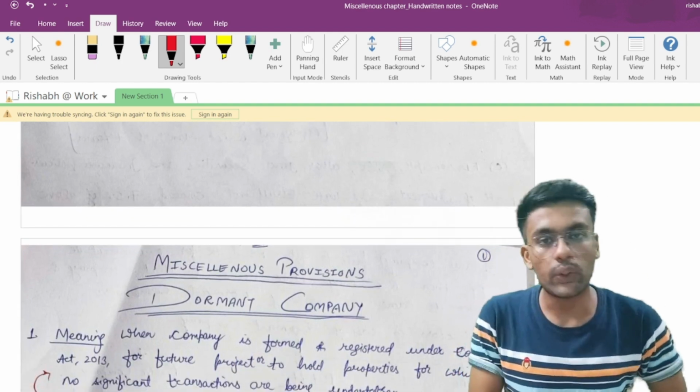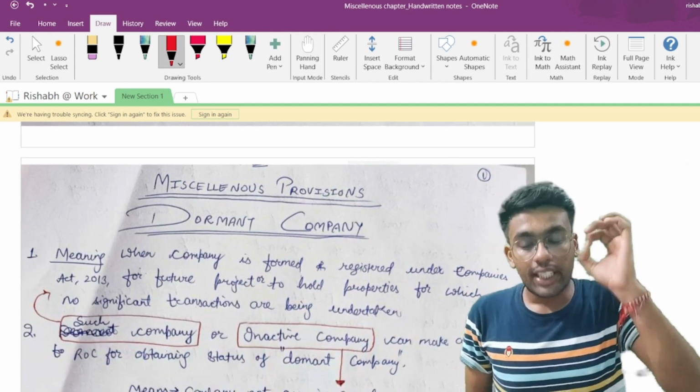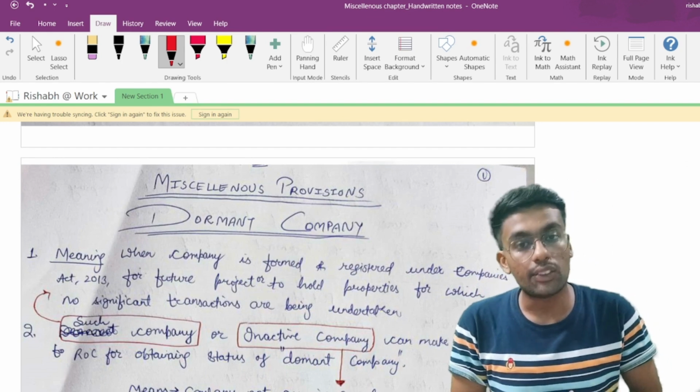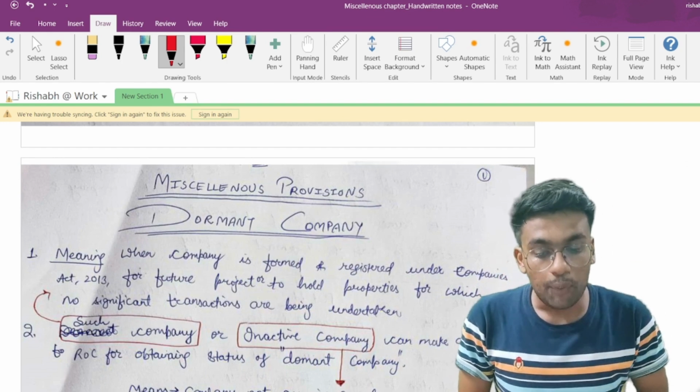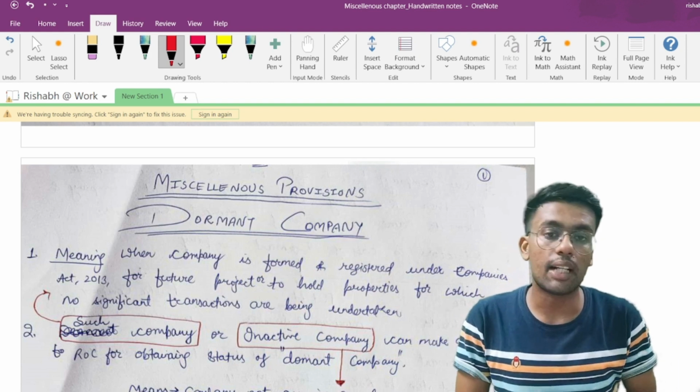Now let us move on to the Dormant Company. Now, firstly, what is a Dormant Company? It means a company which is formed and registered under Companies Act 2013 for future projects or to hold properties for which no significant transactions are being undertaken.